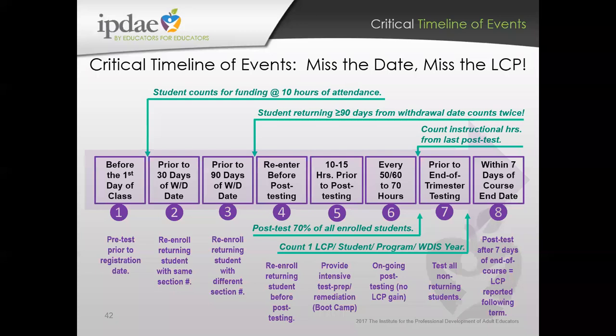At number 7, even though the goal regarding post-testing is to establish a system that supports post-testing throughout the trimester, there will always be students who are left at the end of the trimester who have not yet demonstrated a measurable skill gain and are not eligible to proceed to the next functional level. Please, it is important that these students are not forgotten and that they're provided with one last opportunity to make that functional level gain. And finally, at number 8, remember to post-test the student within 7 days of the end of course date if the LCP is to be reported within the same term.